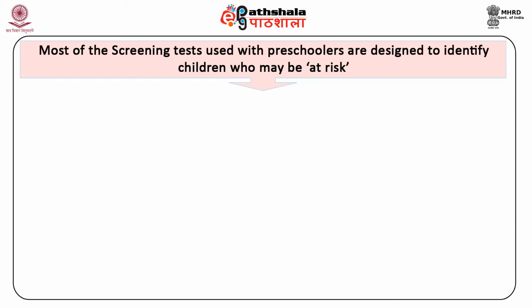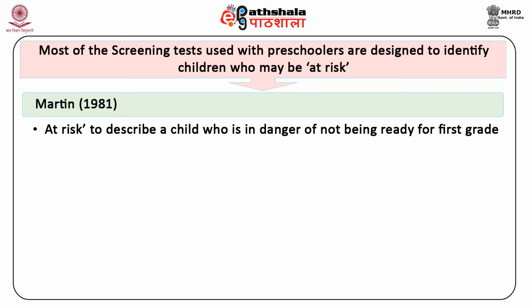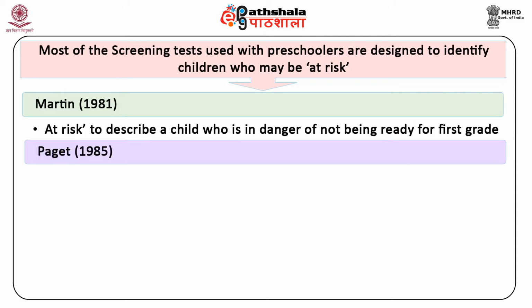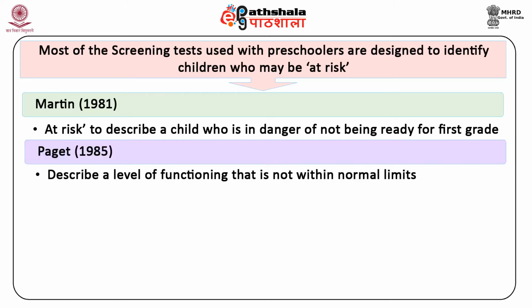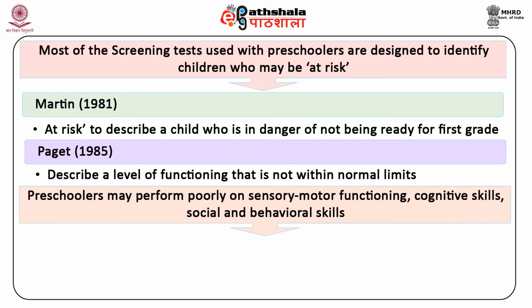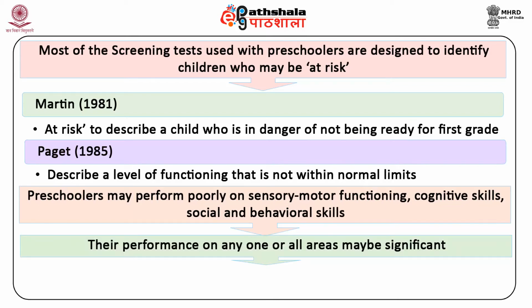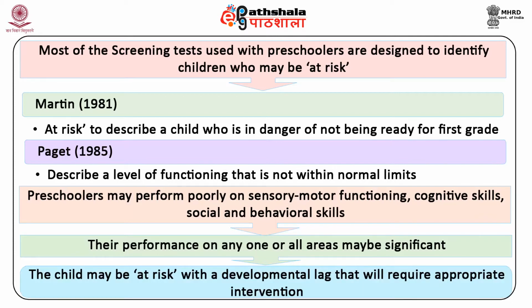Most of the screening tests used with preschoolers are designed to identify children who may be at risk. Martin defines at risk to describe a child who is in danger of not being ready for first grade. Piaget defines it to describe a level of functioning that is not within normal limits. Preschoolers may perform poorly on sensory motor functioning, cognitive skills, social and behavioral skills, and their performance on any one or all areas may be significant. The child may be at risk with a developmental lag that will require appropriate intervention.